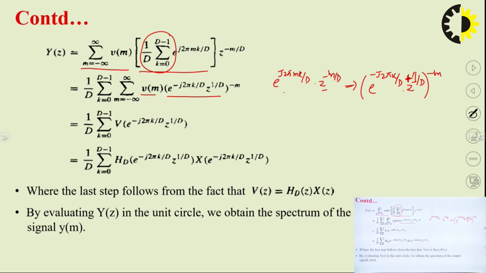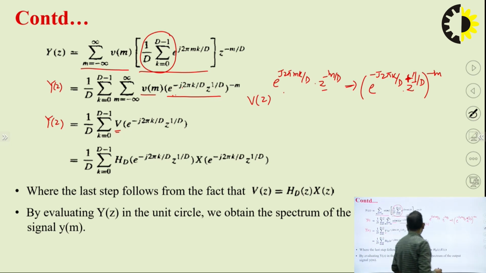Okay, so now here we can see that vm into z to the power minus m, if it is vm into z to the power minus m, then we can write it like V(z). But in place of z, what is there? e to the power minus j 2 pi k by d z to the power 1 by d. So we can write it like V of, in place of z, this whole thing, e to the power minus j 2 pi k by d into z to the power 1 by d.